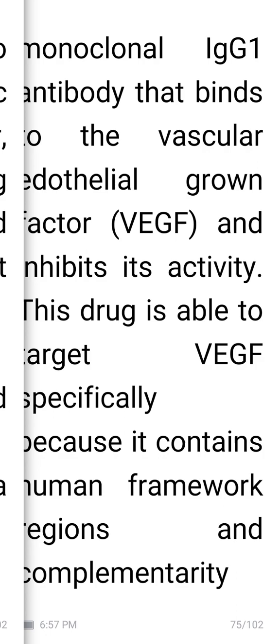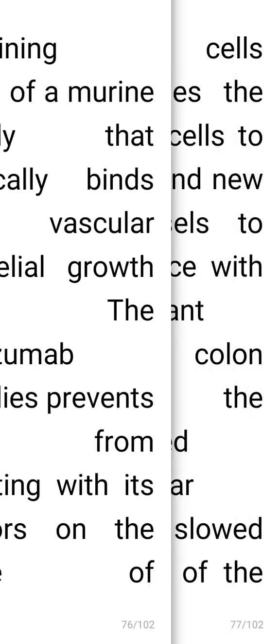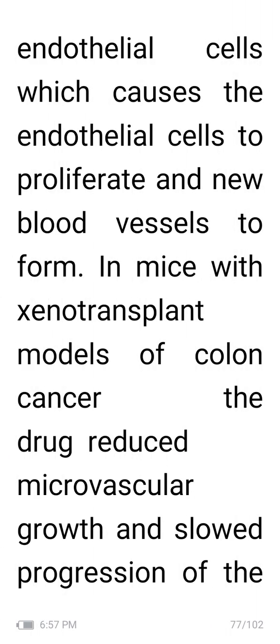Bevacizumab is a recombinant humanized monoclonal IgG1 antibody that binds to the vascular endothelial growth factor and inhibits its activity. This drug is able to target VEGF specifically because it contains human framework regions and complementarity determining regions of a murine antibody that specifically binds to vascular endothelial growth factor. The bevacizumab antibody prevents VEGF from interacting with its receptors on the surface of endothelial cells, which cause the endothelial cells to proliferate and new blood vessels to form.